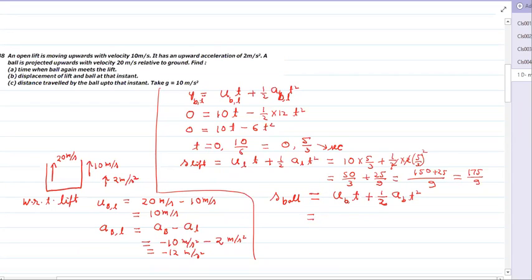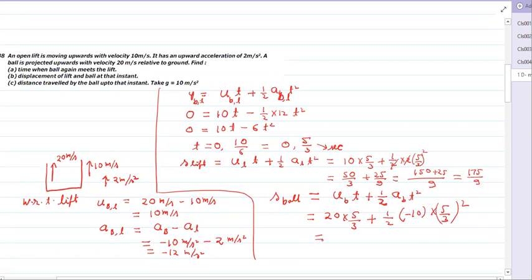So displacement of ball: initial velocity of ball is how much? That is given, 20. 20 times 5 by 3. Then half acceleration of ball. The acceleration of ball will be equal to gravity because it is moving under gravitational influence. Once it is detached from the lift, the acceleration acting on it is minus 10. So minus 10 into (5 by 3) square.